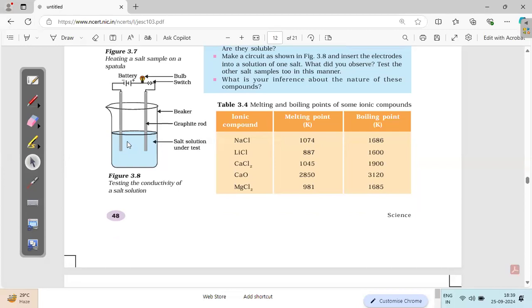Here a reaction has been shown, showing the conductivity of a salt solution. As you can see, a bulb has been connected in the circuit, which shows the conductivity of the salt solution. The dry salt is not conducting, whereas the salt solution is conducting. Their aqueous solution is conducting.